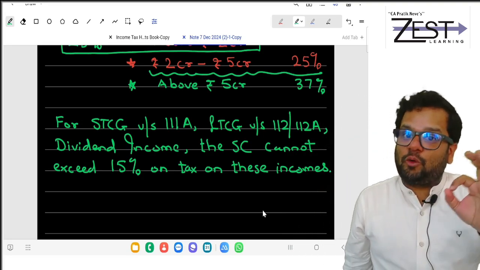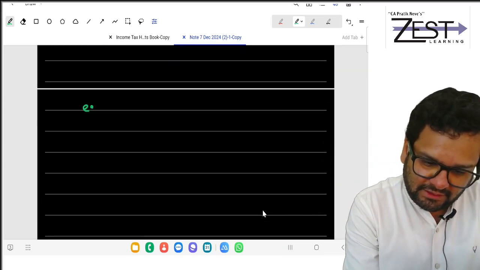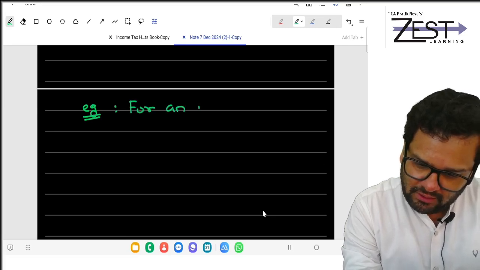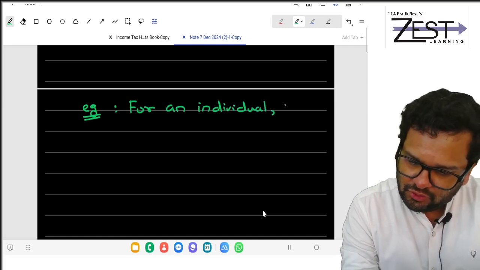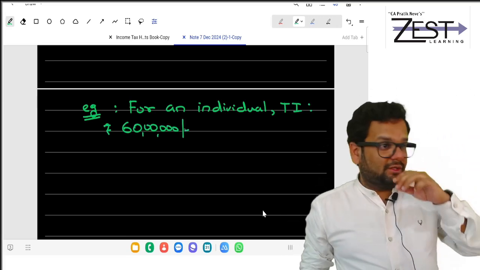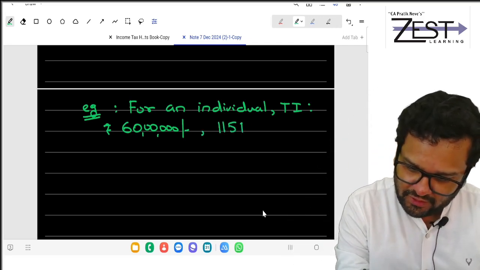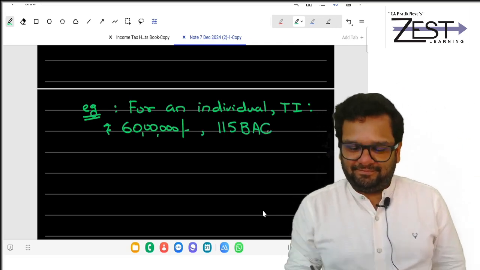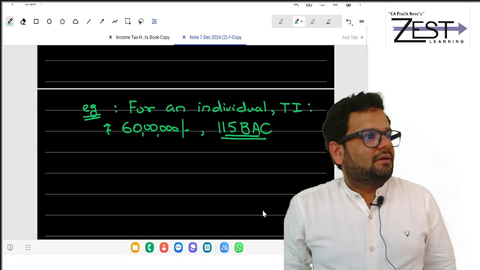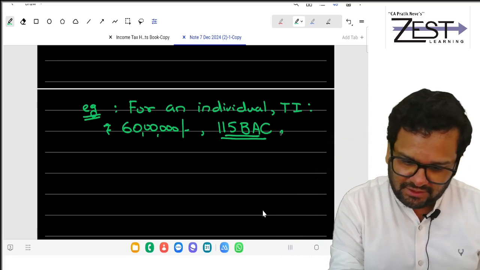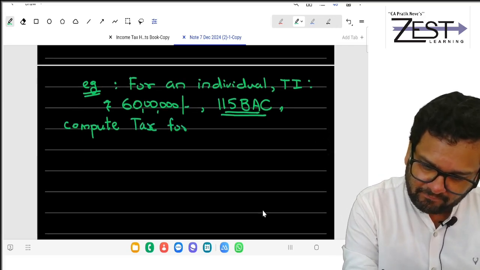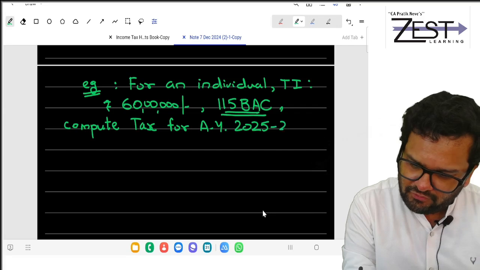So I want to tell you now how surcharge will operate. Example: for an individual, total income 60 lakhs, paying tax under 115BAC. Compute tax for AY 25-26.